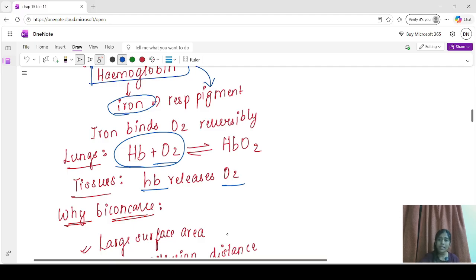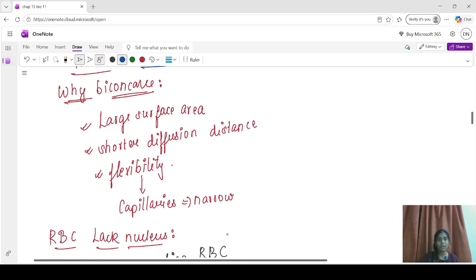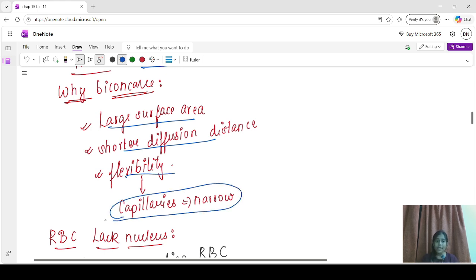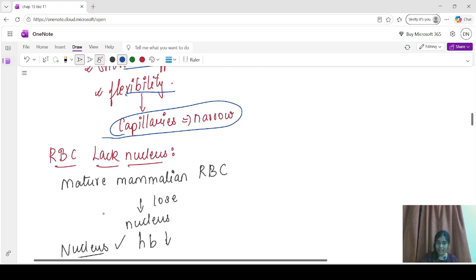Why are RBCs biconcave? This is the most important structural development that we have to know, because biconcave shape will provide large surface area, shorter diffusion distance, and flexibility. Why is flexibility mentioned here? Capillaries are extremely narrow. RBCs must bend and squeeze through them. So the flexibility of the biconcave structure makes this possible. That is why the RBCs are biconcave in structure.